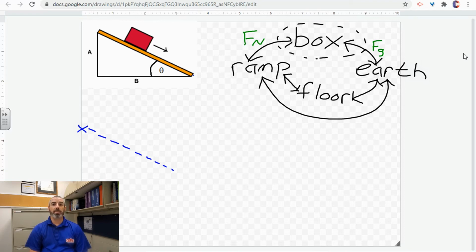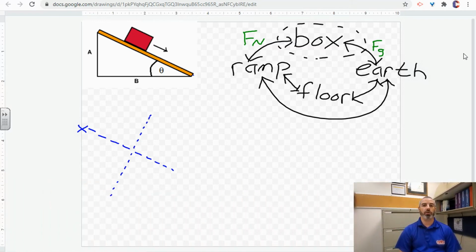And I'm going to label it my x-axis. It's really important to label x and y, especially when you're drawing for inclined planes. The y-axis is always drawn perpendicular to the x-axis, so we've got to make that a right angle. This is a big mistake a lot of times, that we forget to draw them at a right angle to each other. That's the first thing you have to do.